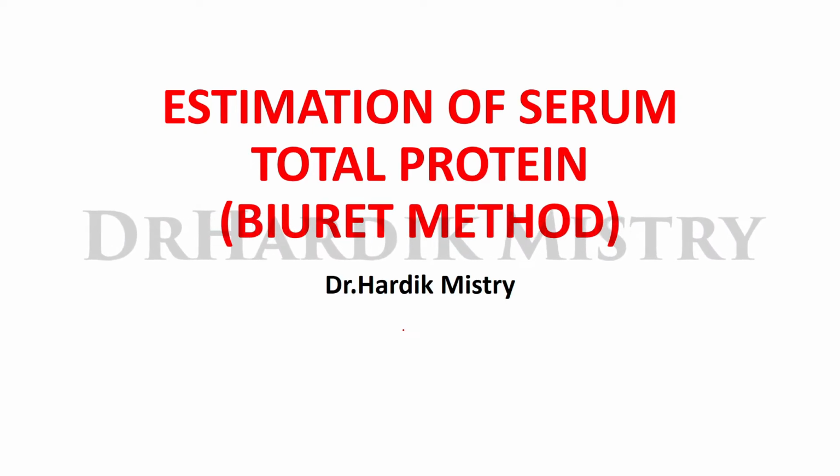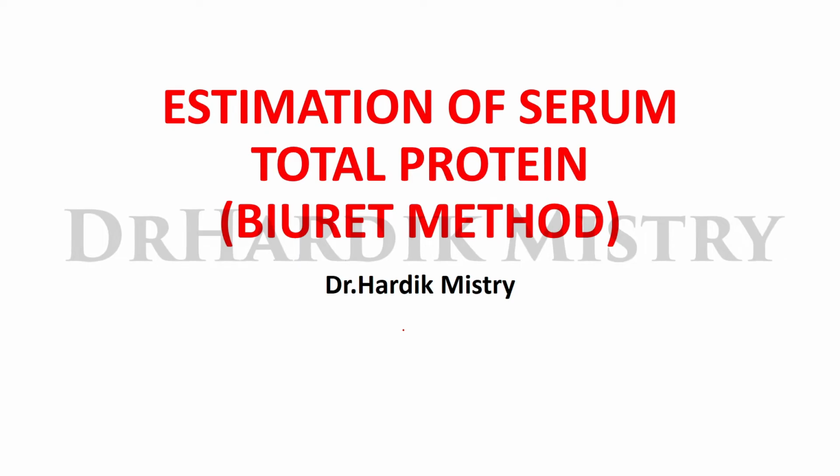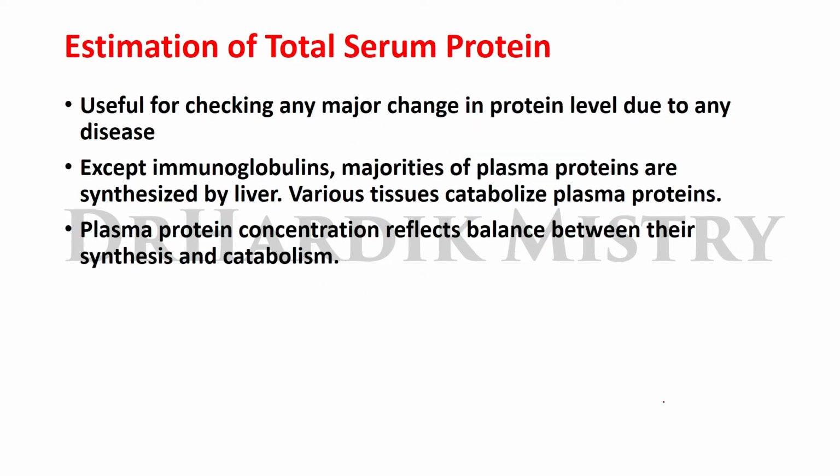The topic is estimation of serum total protein by Biuret method. Estimation of total serum protein. Why is this required? Because it is useful for checking any major change in protein level due to any disease.